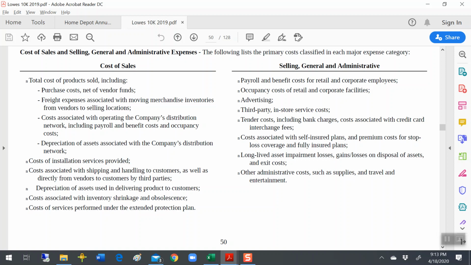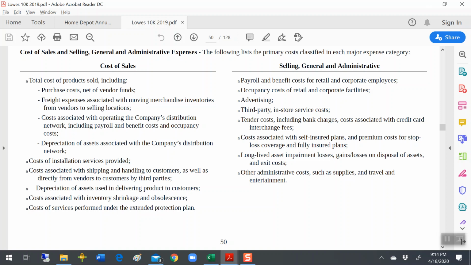Freight expenses associated with moving inventories from vendor to selling location. That's when you buy this stuff. Remember, y'all had free on-board shipping and free on-board destination. Free on-board shipping means that you're going to have to pay the shipping cost. Free on-board destination means that the seller pays the shipping cost. So freight expenses associated with moving merchandise from vendors to selling locations, Lowe's has to pay for the transportation cost. That's why it's important to keep track of.